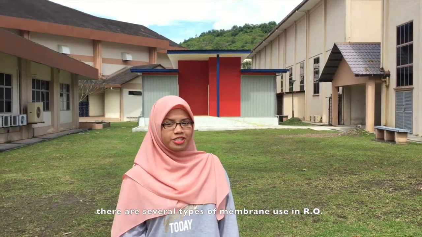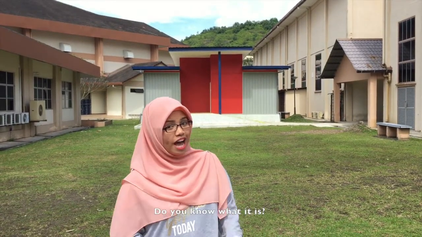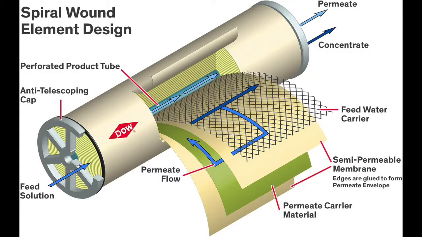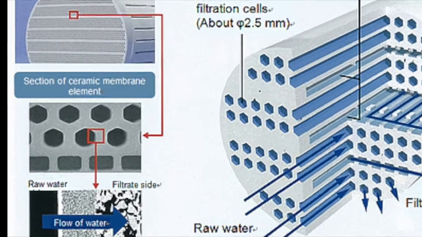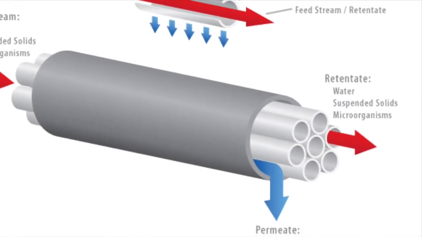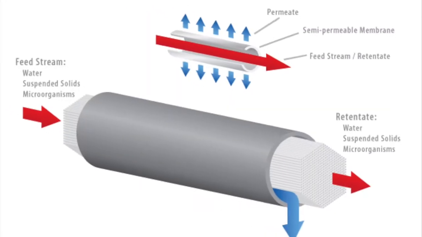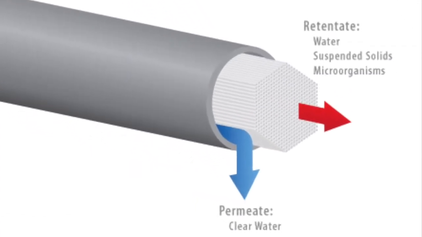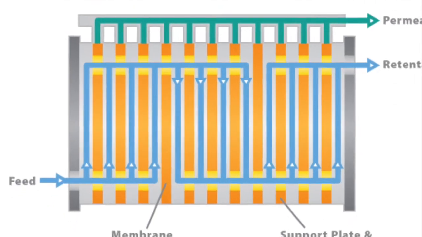Oh hi! There are several types of membrane used in RO. Do you know what they are? Let me tell you. Let's go. Spiral membrane, ceramic membrane, stainless steel membrane, tubular membrane, fibrous membrane, and lastly, plate membrane.